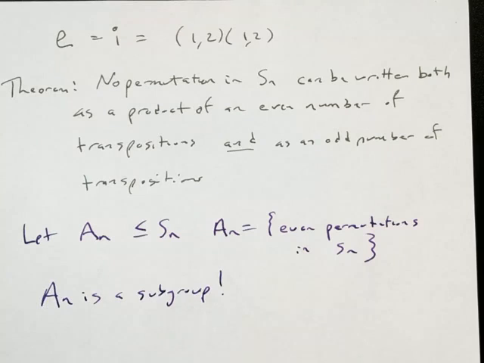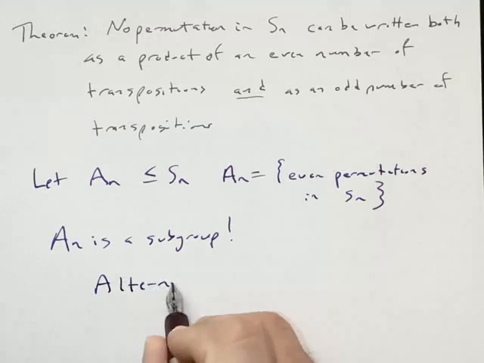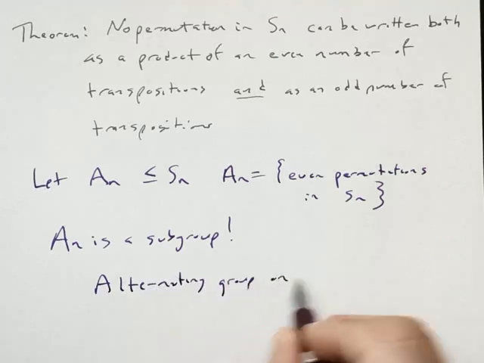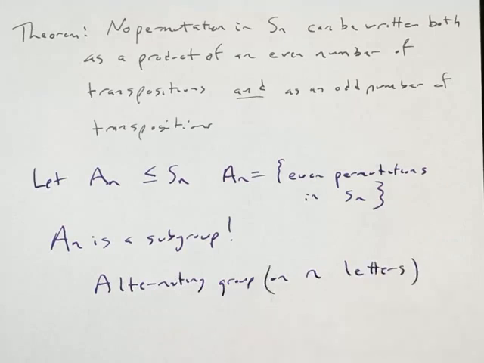How do I know it's closed? If I take 2 permutations and I multiply them together, I add the number of transpositions. Well, even plus even is still even. Even if some of them cancel out, they cancel out in pairs. How do I know it contains inverses? You just write the transpositions again in reverse, and you've got the inverses. Closed, contains the identity. (1 2)(1 2) is even. And it contains all the inverses. It must be a subgroup. As a matter of fact, it is an important subgroup. We're going to call it the alternating group on n letters or symbols.